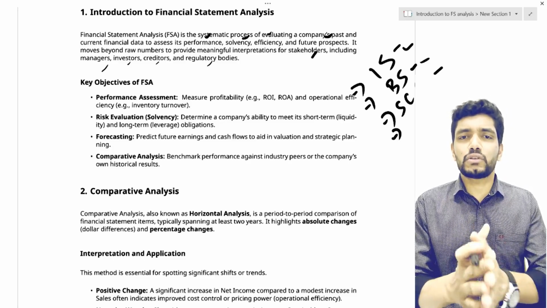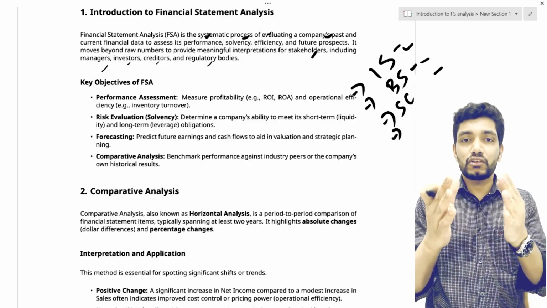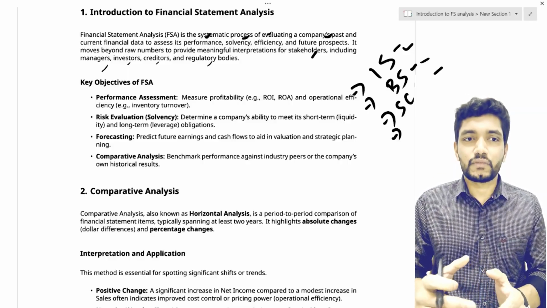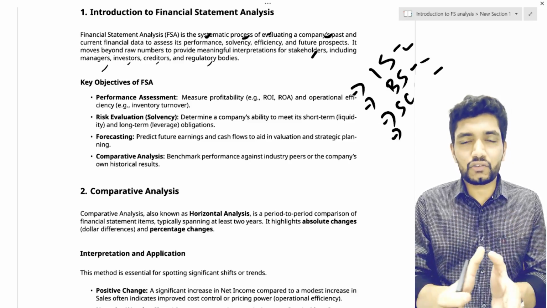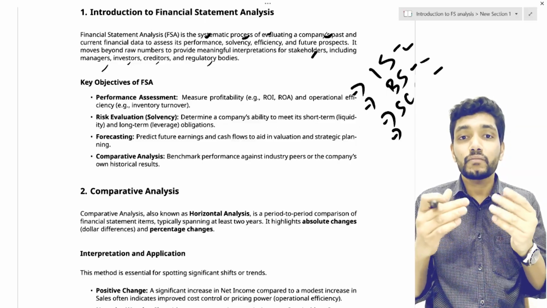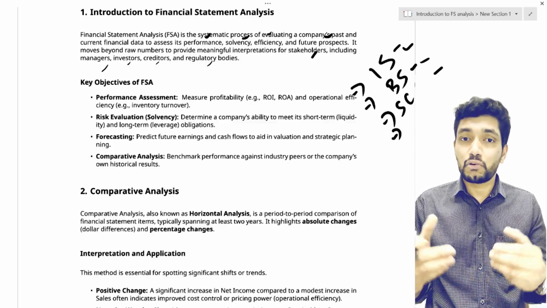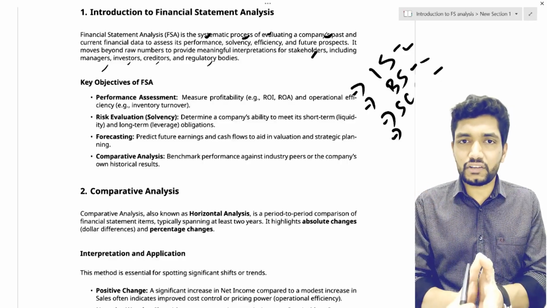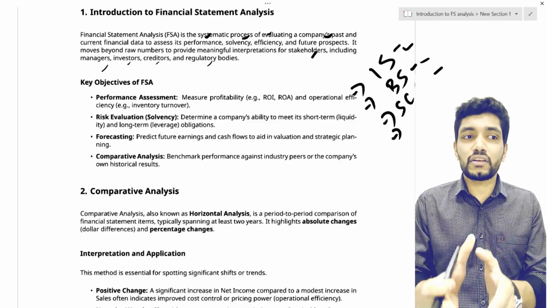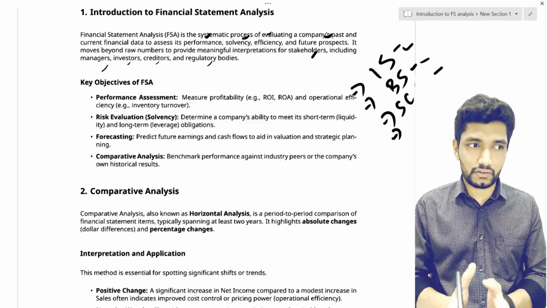As we understand now, financial statement analysis is a process of evaluating a company's past and present financial data to produce meaningful interpretation. So who are the users of this interpreted financial data? There are different stakeholders, including managers, creditors, employees, regulatory bodies, and the board of directors. There are a lot of stakeholders, and they use this interpreted financial data to make various financial decisions.